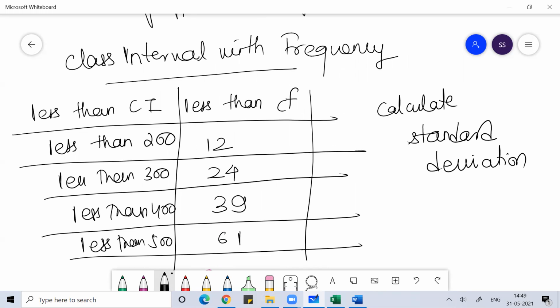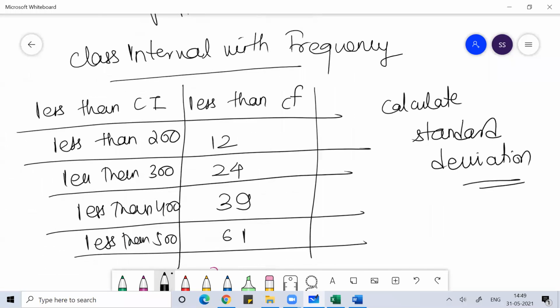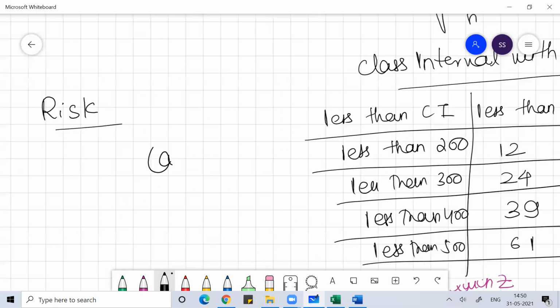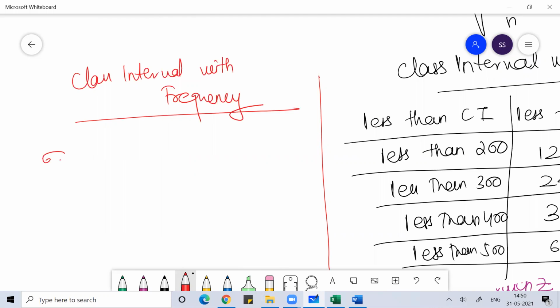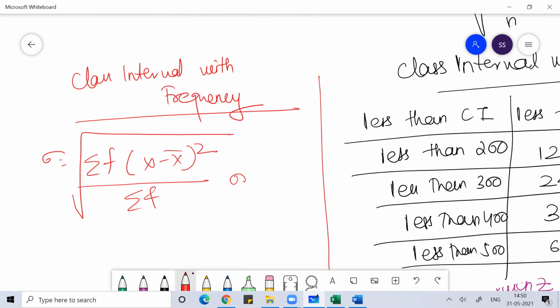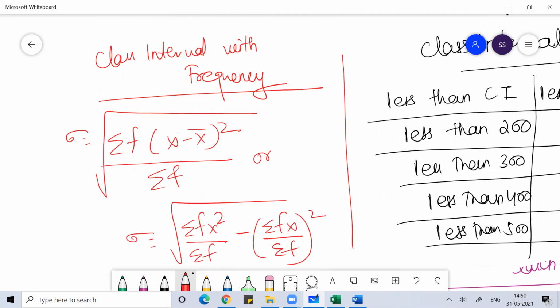You know the formula for calculating the standard deviation. I gave you the formula for raw data, and I also gave you the class interval with frequency formula in the last class. If class interval with frequency is given, then the standard deviation formula is under root of summation of f times x minus x bar whole square by summation of f, or you can use under root of summation of f x square by summation of f minus summation of fx by summation of f whole square.